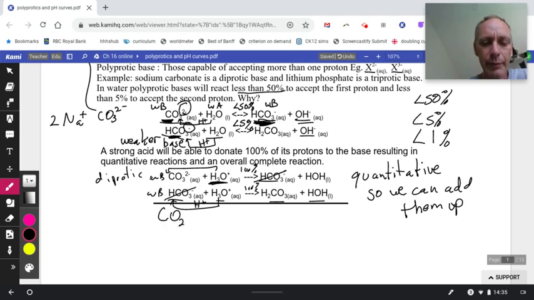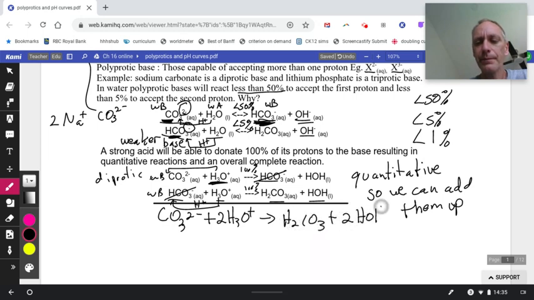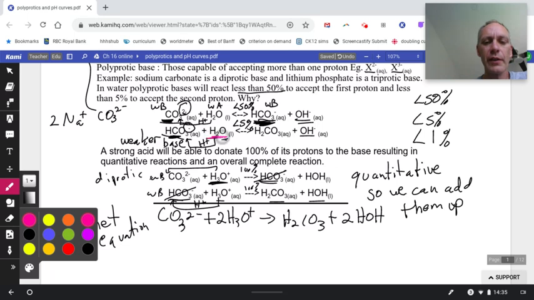So when we add this up, it's CO3 2 minus reacts with 2H3O plus to give us H2CO3 and 2 waters. We've removed the HCO3 minus because it was 100% produced and 100% used up. So this would be our net equation for that acid-base reaction. So water versus a strong acid gives you a very different outcome.